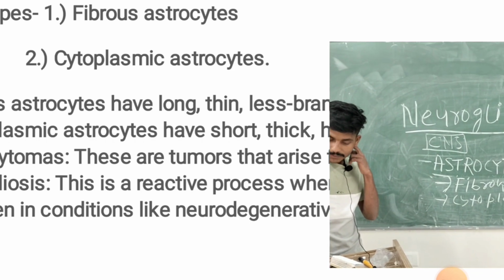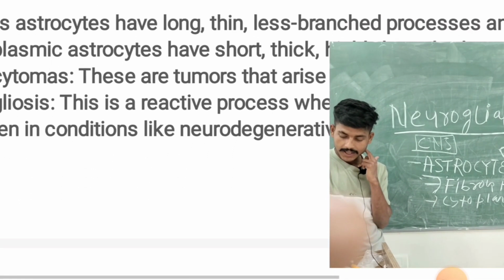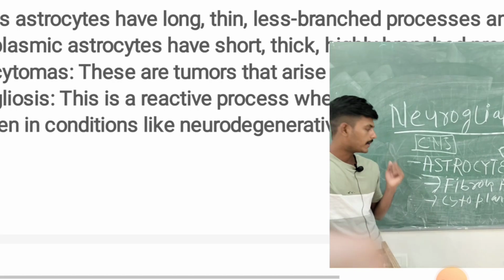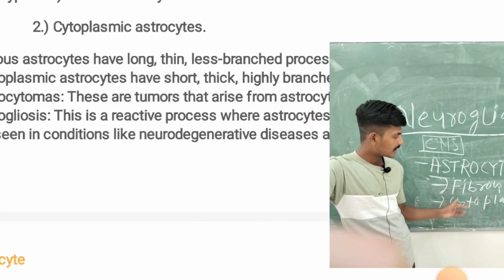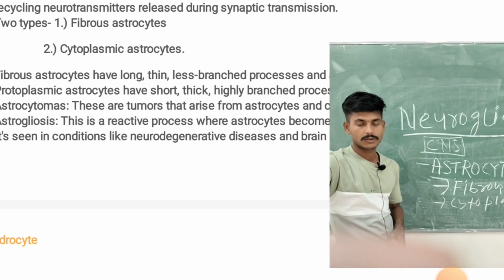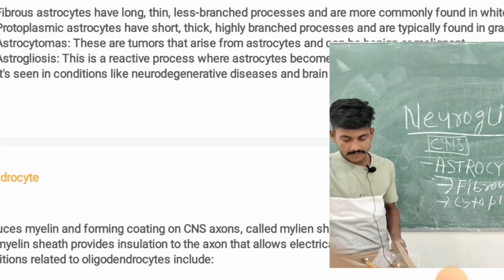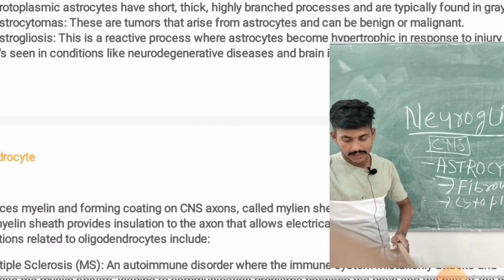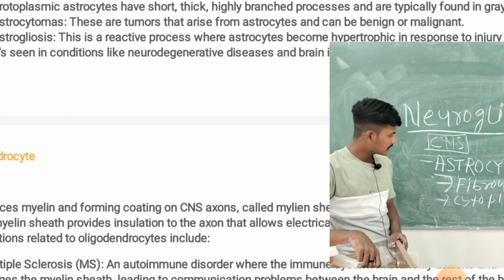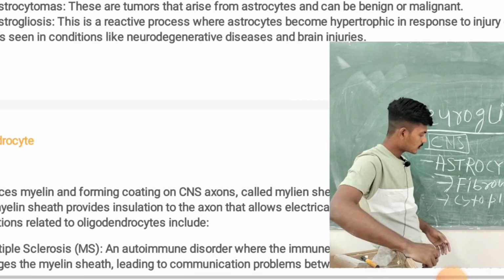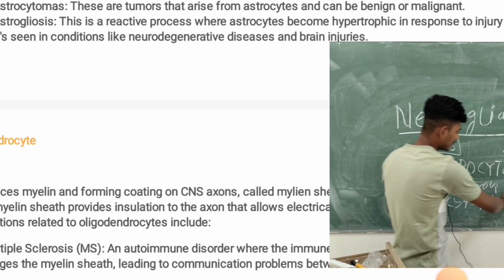Fibrous astrocytes have long, thin, less branched processes, and are more commonly found in the white matter. Their foot projections are long and they are present in the white matter of the nervous system. The other is called the protoplasmic astrocyte. They have short, thick, highly branched processes and are typically found in the gray matter.